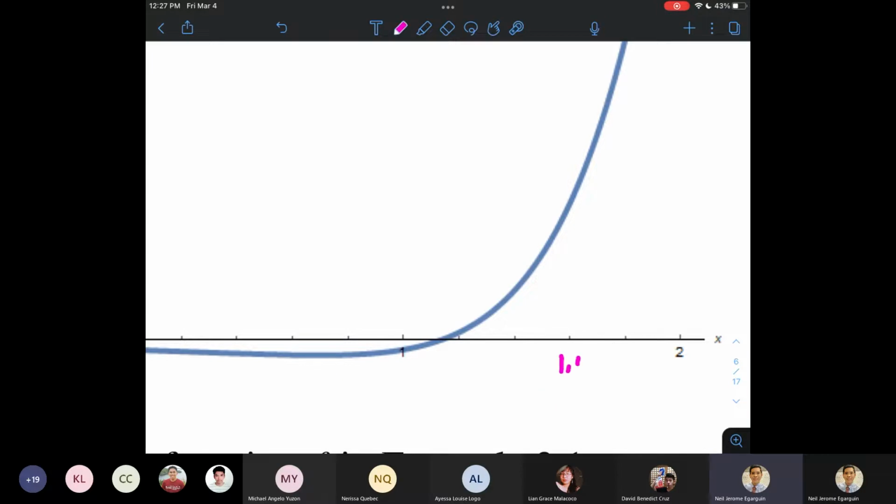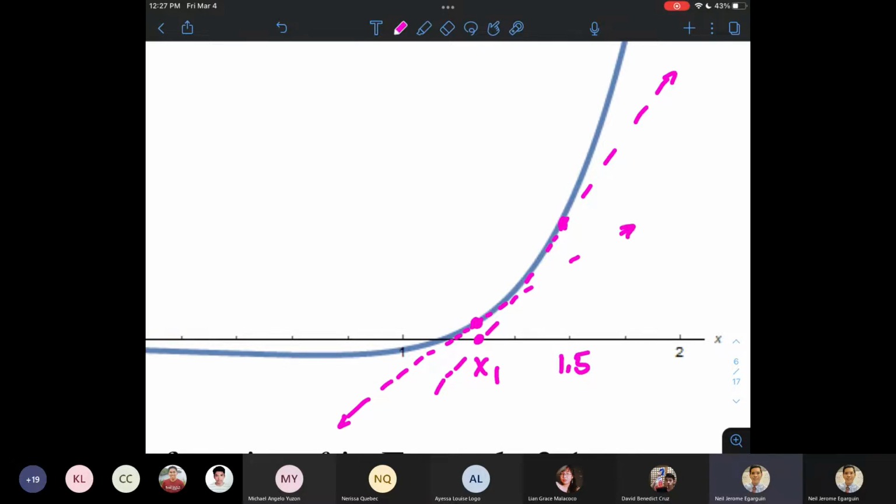Pwede mong manu-manuhin yung Newton Raphson method. Okay. Drawing mo yung tangent line. So, ito yung x sub 1 natin. Kunin mo yung function value. Tapos, drawing mo yung tangent line. Tingnan niyo yung pagbabago ng tangent line.